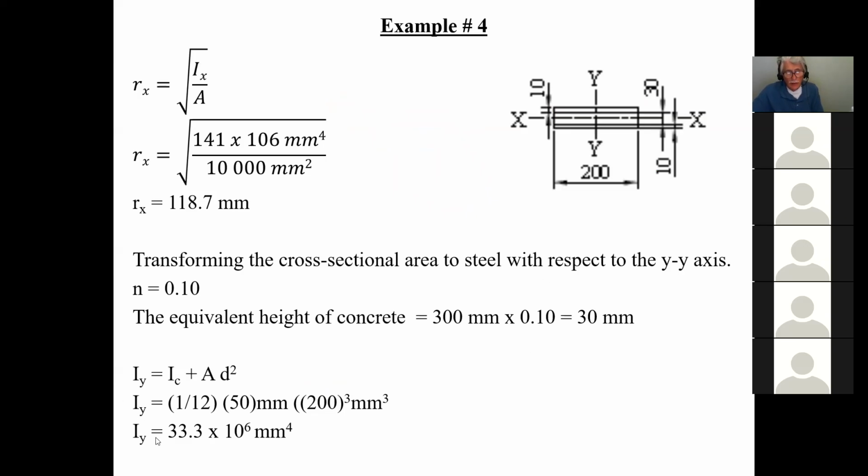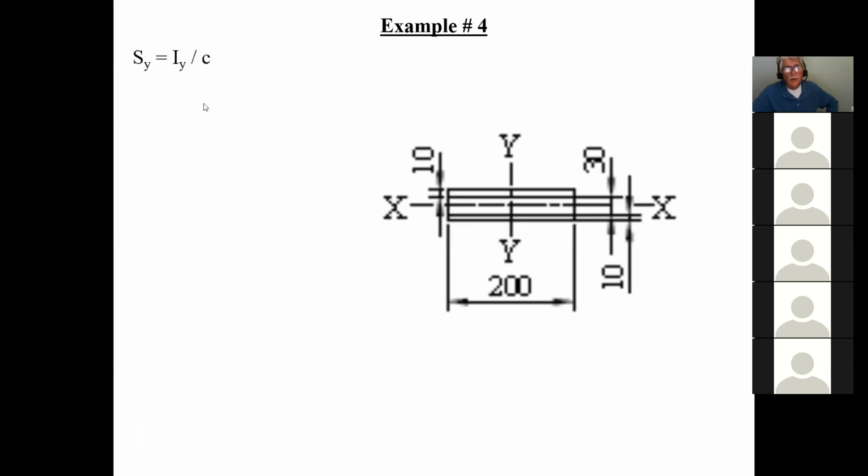Now that I have my IY, of course, I can go calculate my section modulus. Okay, IY over c, and what is c? c is the distance from the neutral axis to the outermost fiber of my section, and in this case, it's symmetric. This is c and that's c, therefore I only have one section modulus. So whether I want to calculate the stresses here or the stresses here, it's one and the same. So therefore I take 33.3 times 10 to the 6 divided by 100, which is the distance from there to there.